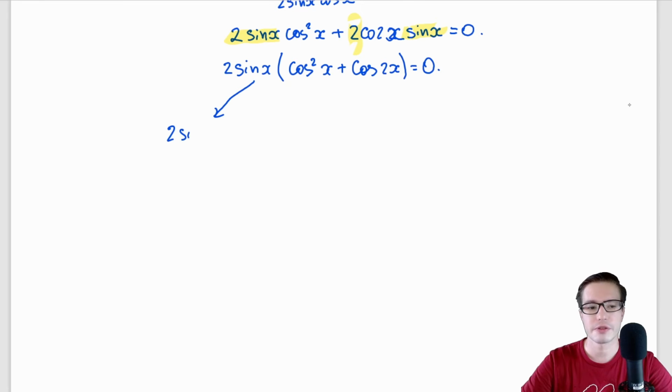So 2 sine x equals 0. That's an easy one. So x equals 0, or we can always find a second solution for sine by doing pi or 180 degrees minus the first one. So that's just pi.